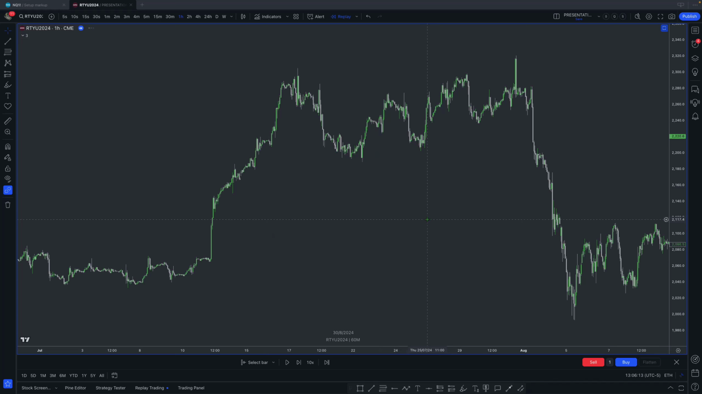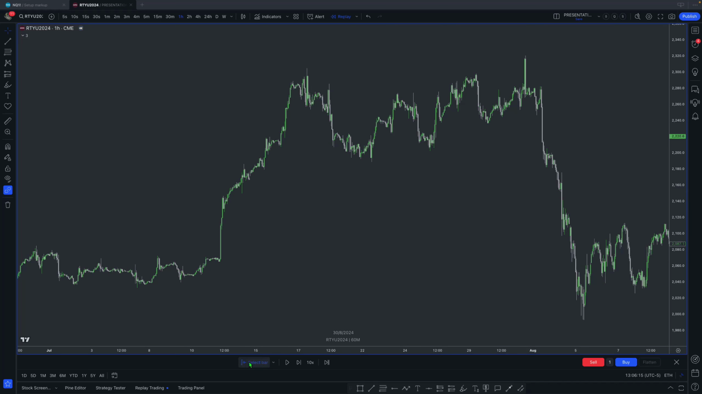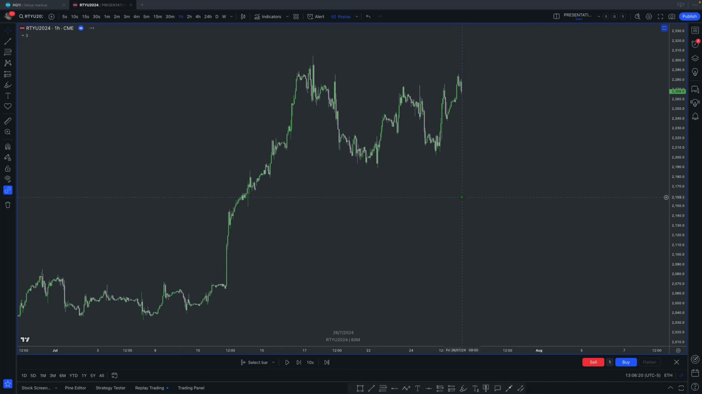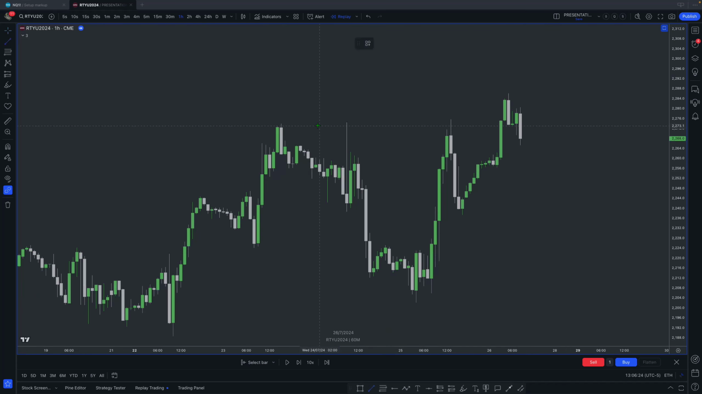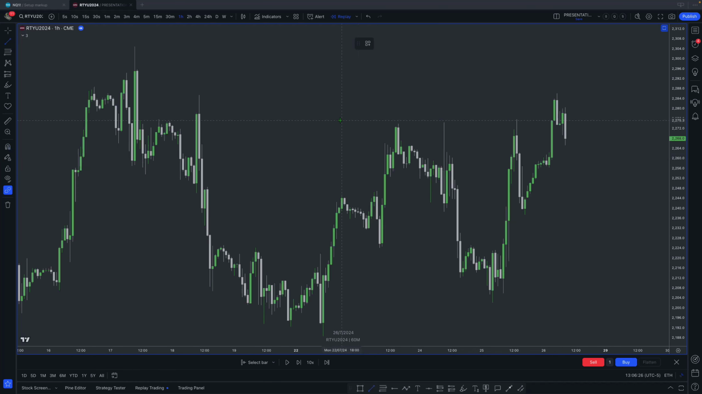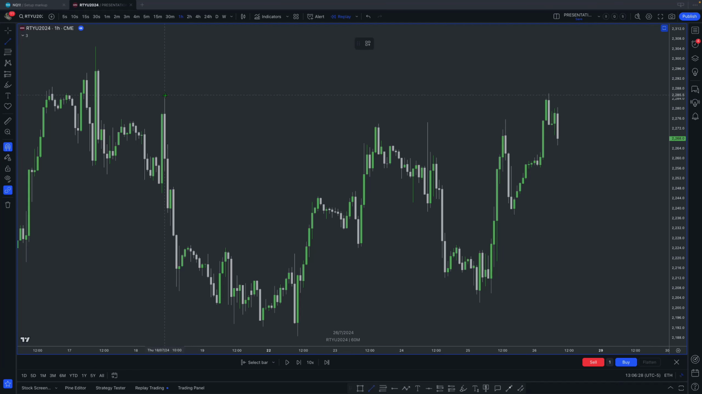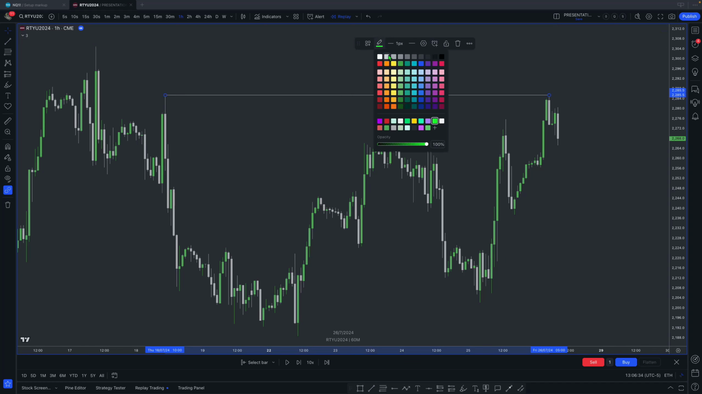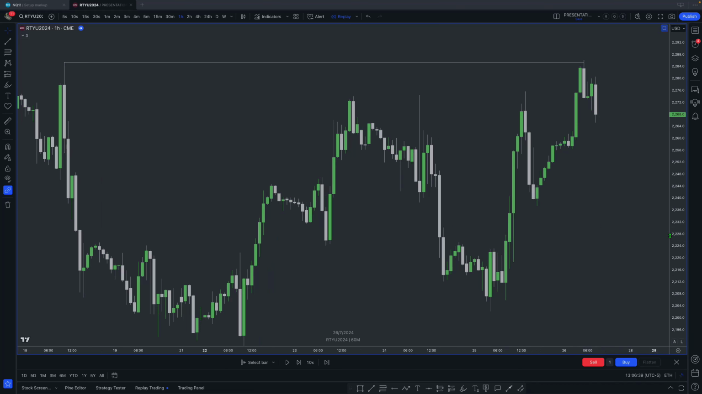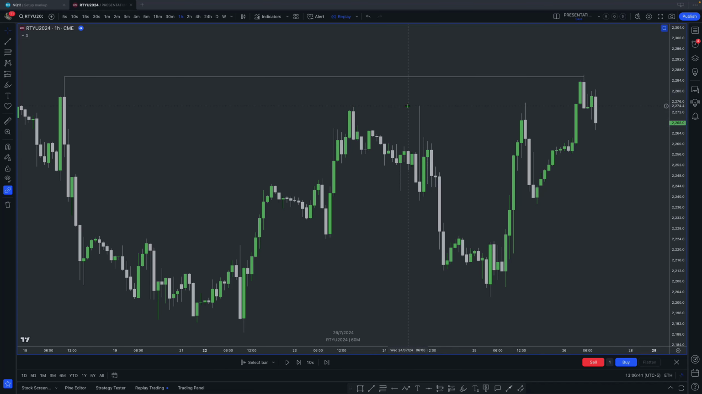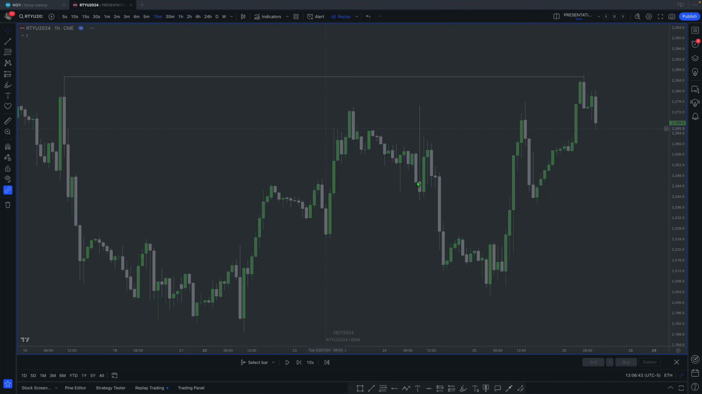And that is in here. So in this case, draw on liquidity can be this previous day high up here. And then we have our relative equal highs, and then I'll drop down to a lower time frame.